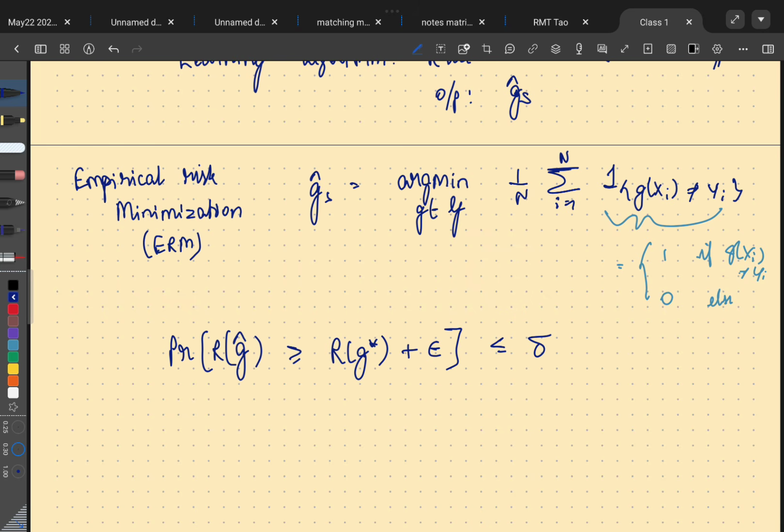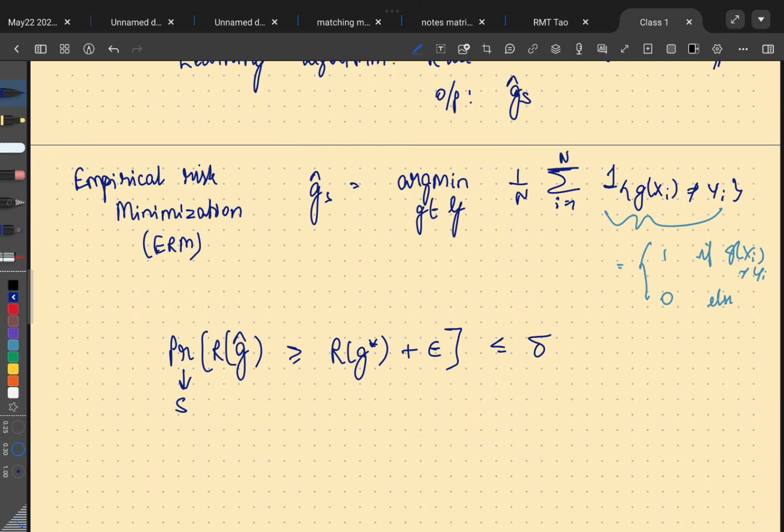Okay, so this is going to be our goal. Given some epsilon and delta, I want to design an algorithm such that the excess risk, in other words the probability that the risk my classifier achieves deviates from the best possible risk by an amount epsilon, is less than or equal to delta. And this probability is over the random samples that we see, the data set.